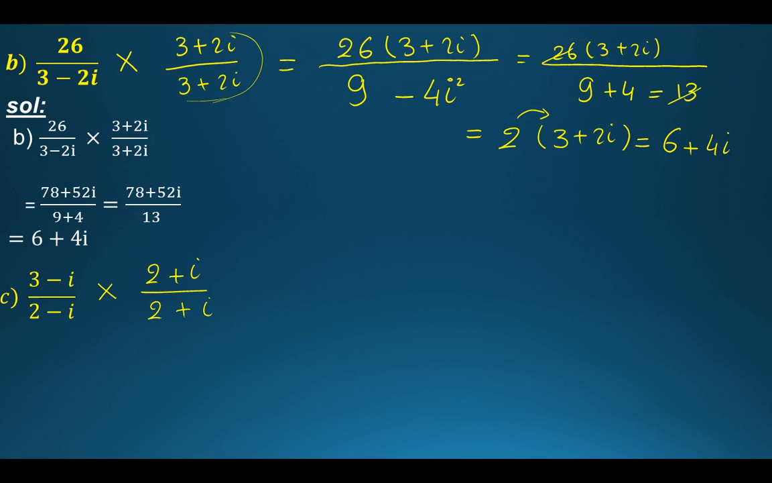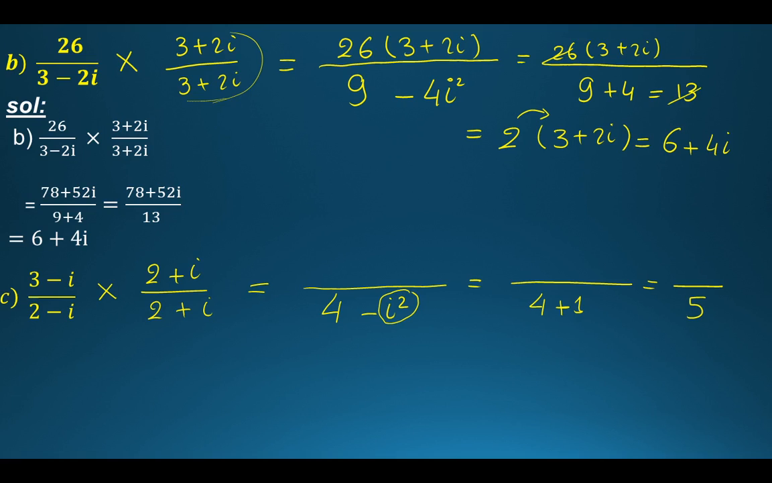Okay? Here we are going to solve the denominator first. 2 minus i multiplied by 2 plus i is a difference of two squares. First times first, 2 times 2 equals 4. Negative i multiplied by positive i equals negative i squared. And we all know that i squared equals negative 1, so negative times negative 1 equals positive 1. So this is 4 plus 1. In the denominator we have 4 plus 1, which equals 5.